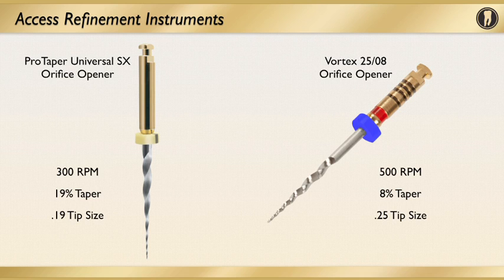And what I'll do is I'll place that into the orifice once I've gotten a loose 10 and loose 15 in there. And I'll just kind of open up that orifice so I get a nice open orifice. And I'll brush it to the outer wall, to the buccal or lingual wall.